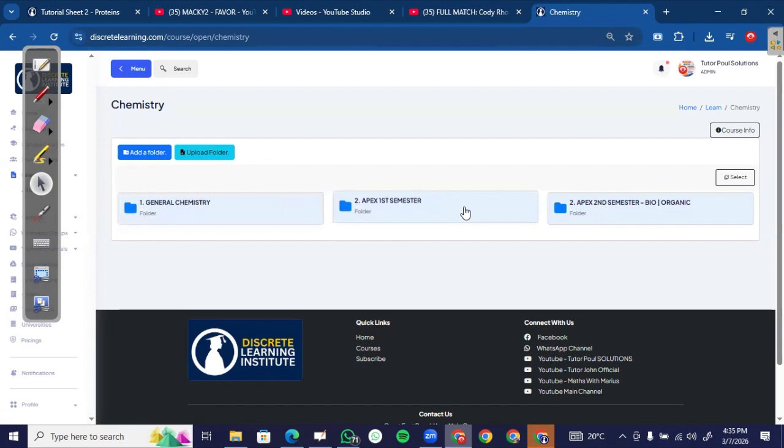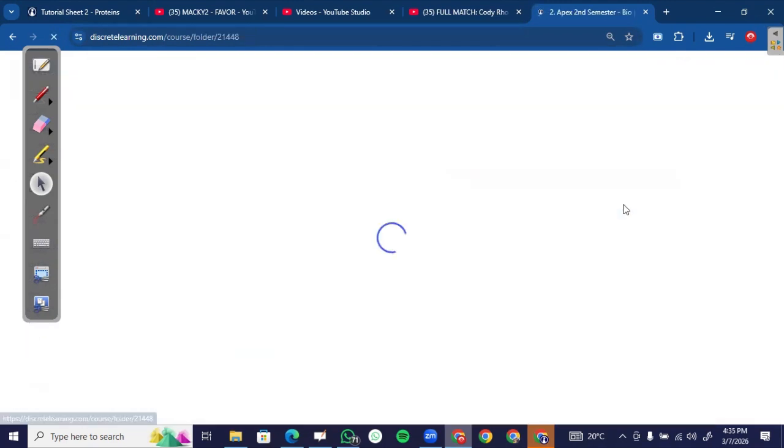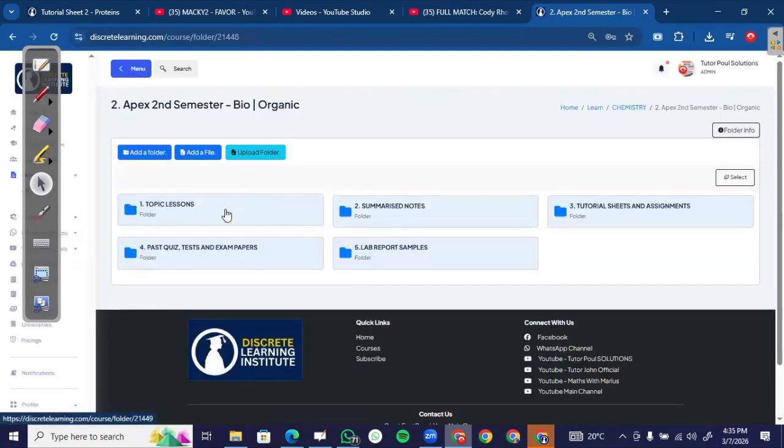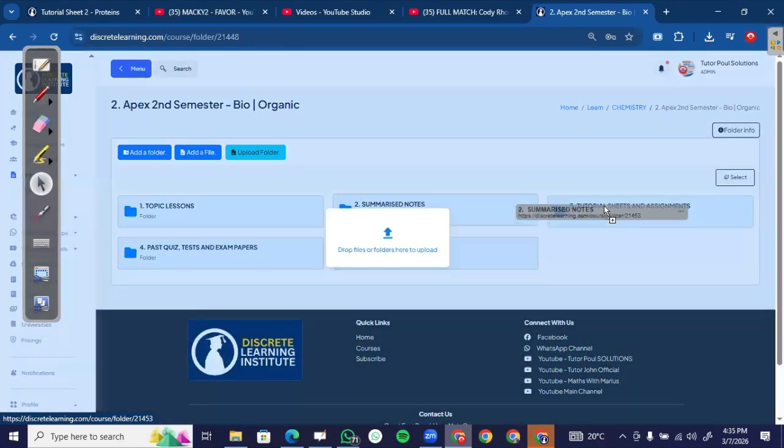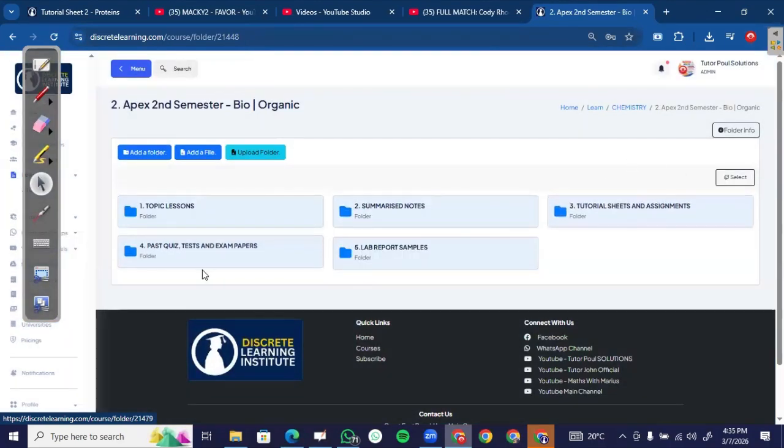If you're from Apex first semester, you go here, you find everything that you need. If you're from Apex second semester, you go here. So let me open the Apex second semester. Once you open that folder, you see that we have topic lessons. You can watch the videos on topics explaining clearly the concept. There are some summarized notes here that you can read, and then there are tutorial sheets and assignments, and then here there are past quizzes, tests, and exam papers.